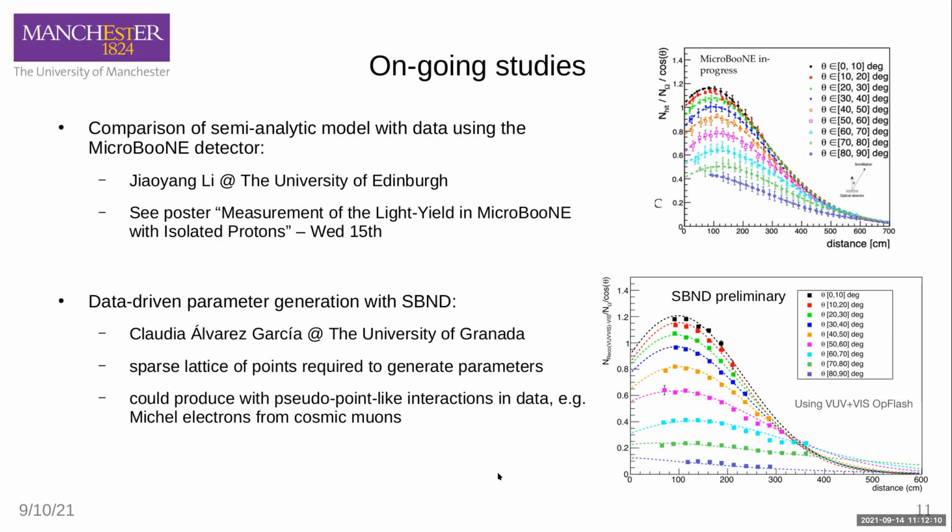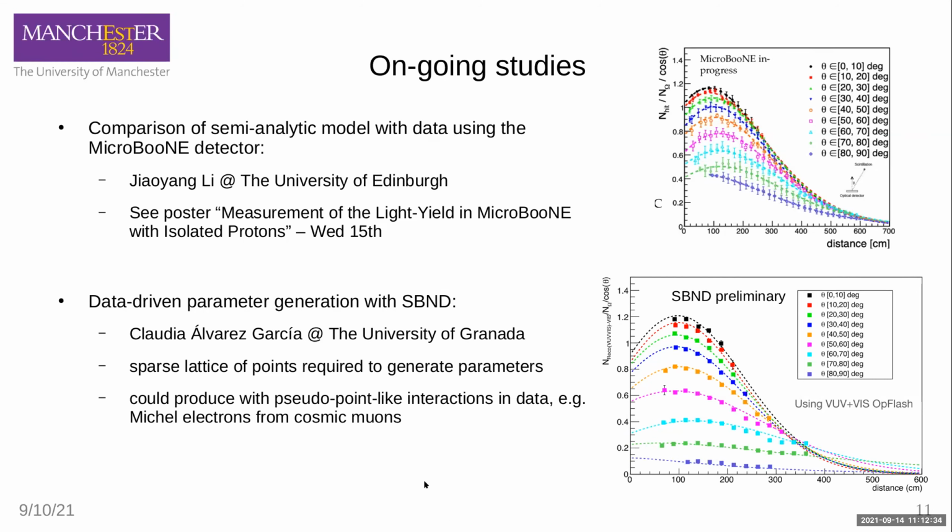And the second, performed by Claudia at the University of Granada, is a proof of concept of data-driven parameter generation using SBND. And the idea here is that we require only a relatively sparse lattice of points in order to generate these correction curves, these parameterizations. Unlike, for example, a library where you need to simulate every position within the detector. This means if you have in data a sample of pseudo point-like interactions, you could use these to create your parameters or at least tune existing ones.